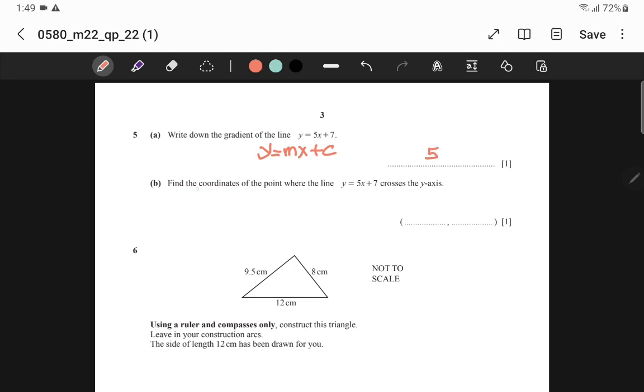And then find the coordinates of the point where the line y equals 5x plus 7 crosses the y-axis. Like I said before, c is where the line intersects the y-axis, which will be 7. You need to give the information in a complete way, in coordinate form. So if it's on the y-axis, x will be 0, and then y is 7.